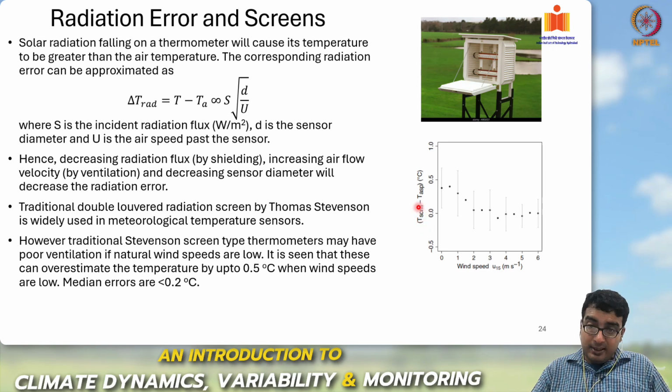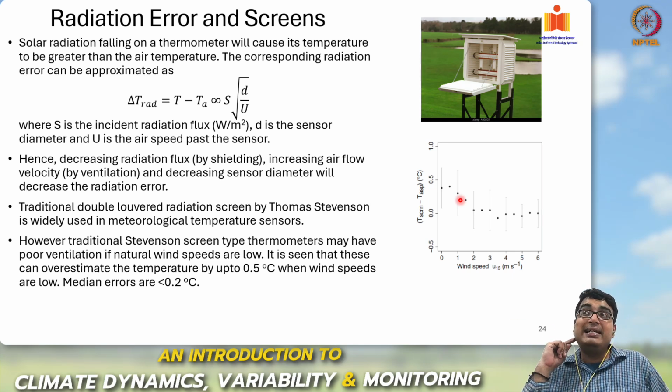This is the screen temperature of such a thermometer minus the temperature of a properly aspirated thermometer, which is close to the actual temperature. So this is the calibration standard. And you see at wind speeds lower than 2 meters per second, you have errors of around 0.2 to 0.5 degrees centigrade, overestimations. Median errors are around less than 0.2.